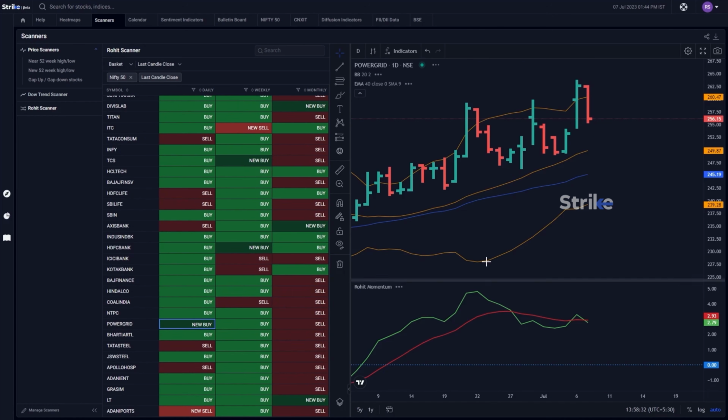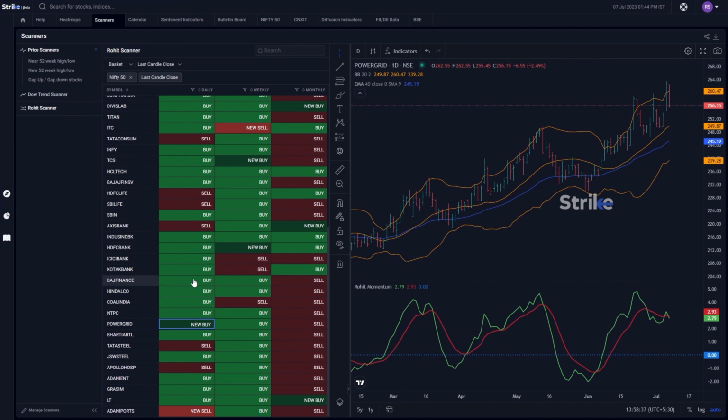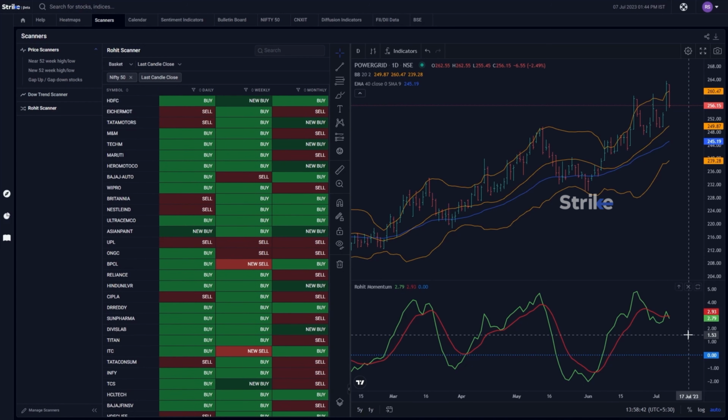So we look at Power Grid. Here also on the daily chart, it was giving a buy signal. Now it's a goner. So you can find failures as well, where there was a signal and something didn't happen, by looking at the previous day.